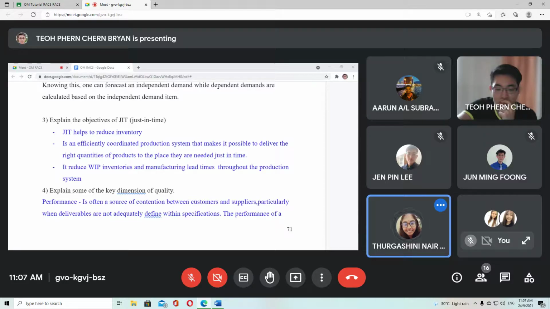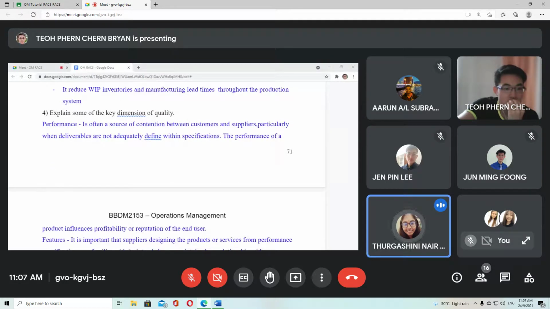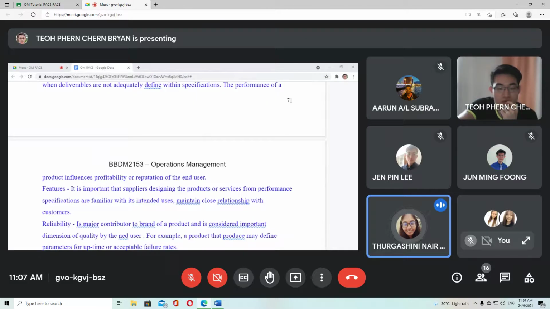And the last one is explain some of the key dimensions of quality. So the first one is performance. It is often a source of contention between customers and suppliers, particularly when deliverables are not adequately defined with specification. The performance of a product influences profitability or reputation of the end user.